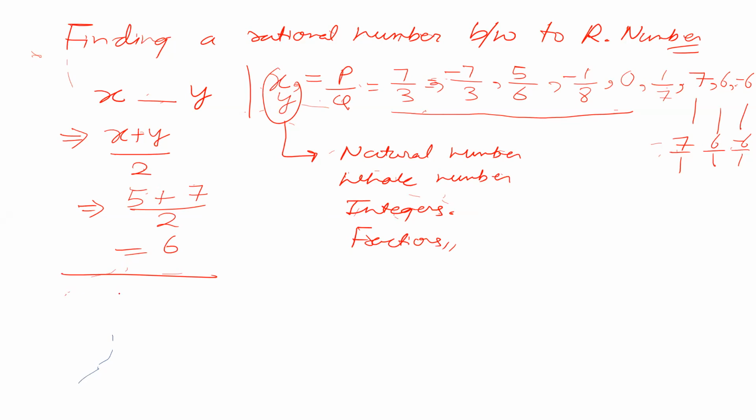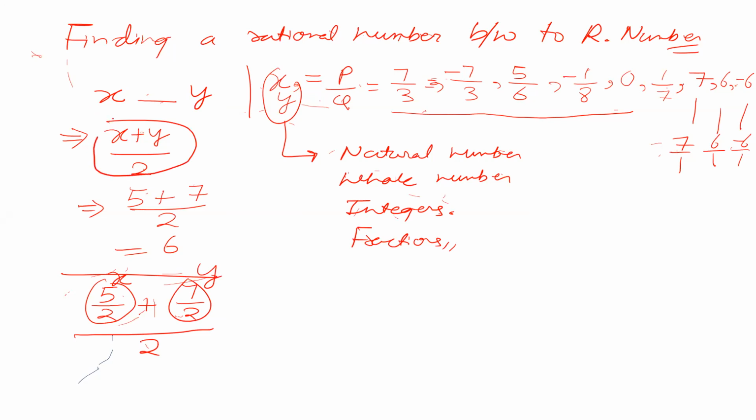Let's say here our rational numbers, instead of being natural numbers, are 5 upon 2 and 7 upon 2. Then also we have to first add them, and next we have to divide them. This is x, this is y, x plus y upon 2. That's the basic rule, to add the rational numbers and divide by 2. That's why we are dividing it by 2. Here we are not dividing them 2 times.